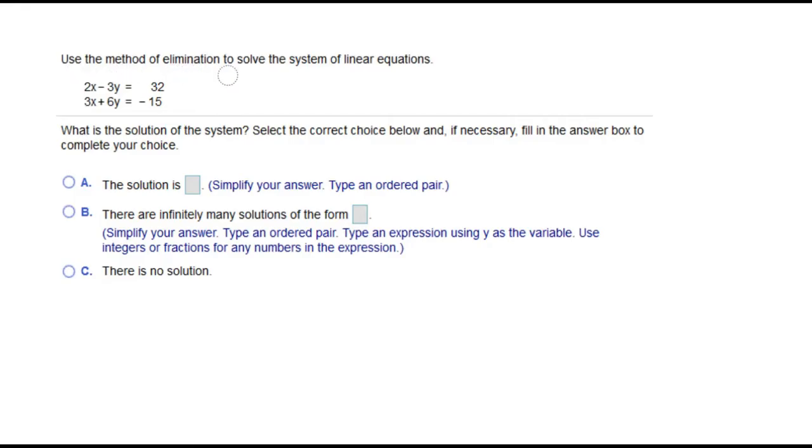Use the method of elimination to solve the system of linear equations. We have 2x minus 3y equals 32, and 3x plus 6y equals negative 15.